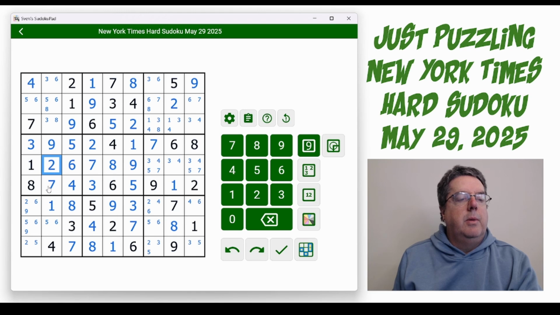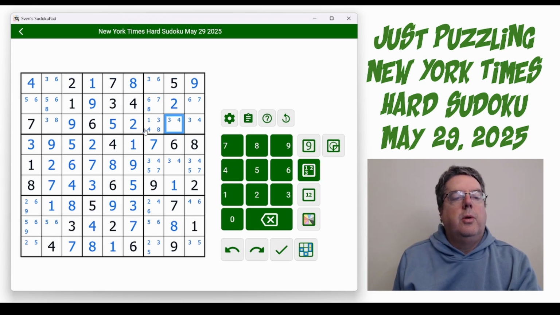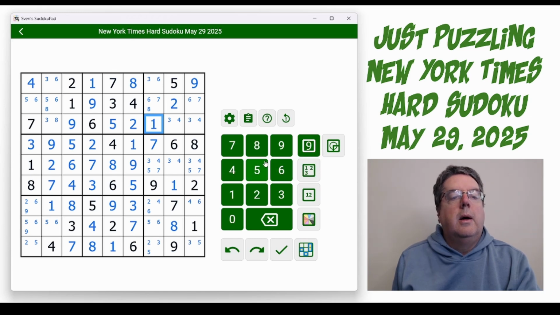Where does that leave me with my 2? It leaves me there. 5, 6. Done a lot. 2, 3, 5. Still have the 3, 5 there. So 8 can be here or here. You can't be a 1. What does that do for me for 1s? So this here is a 1. 3, 4, 3, 4. Why can't you? So you can't be an 8.